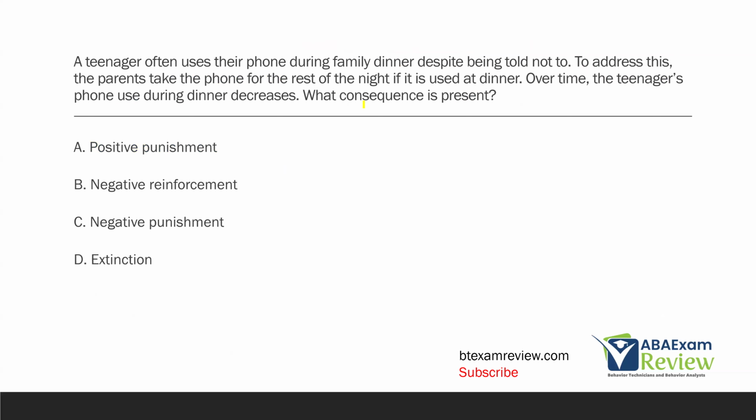A teenager often uses their phone during family dinner despite being told not to. To address this, the parents take the phone for the rest of the night if it is used at dinner. Over time, the teenager's phone use during dinner decreases. What consequence is present? So if we get a consequence question, we're immediately thinking, how is the behavior changing? Well, it tells us the teenager's phone use decreases. So if that behavior is decreasing, it's got to be extinction. It's got to be punishment.